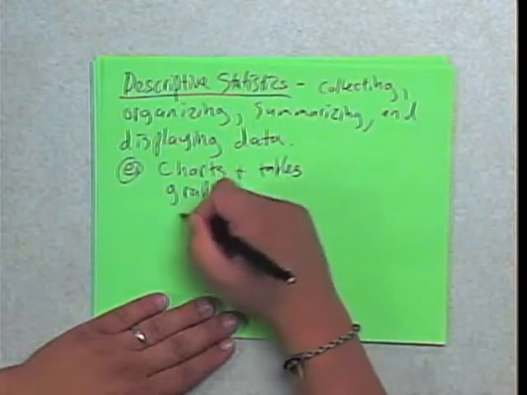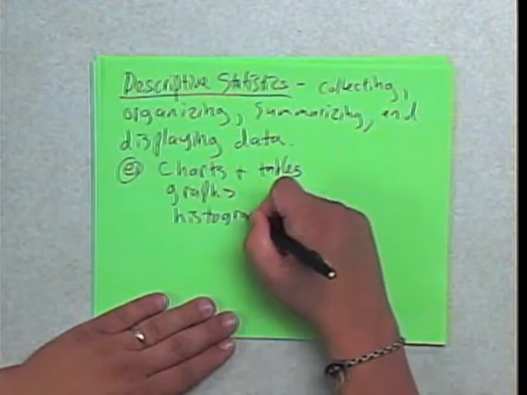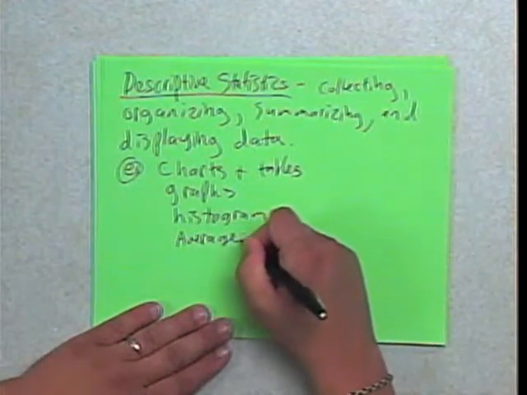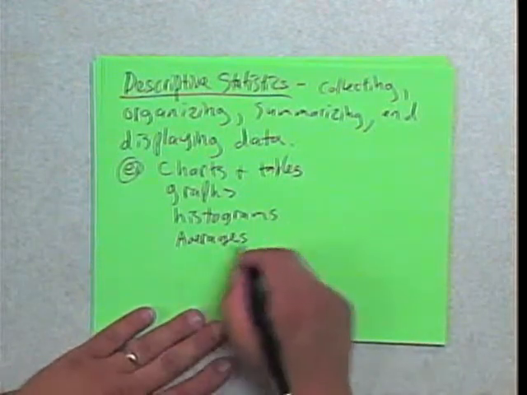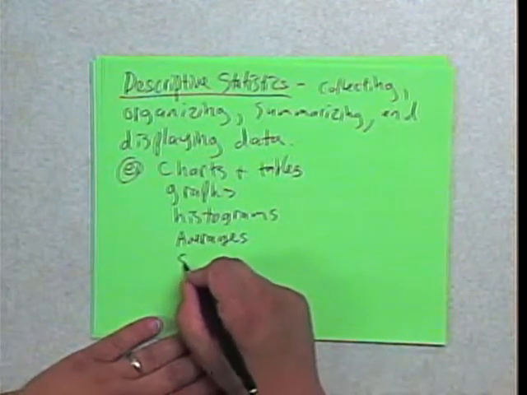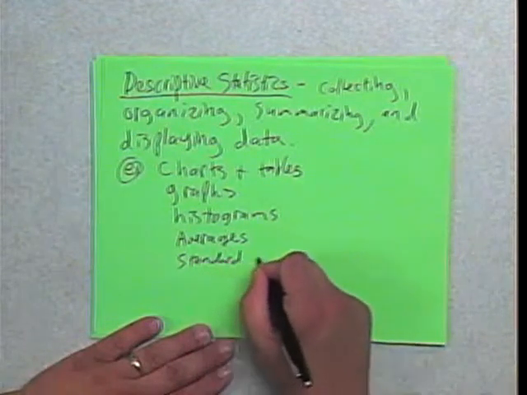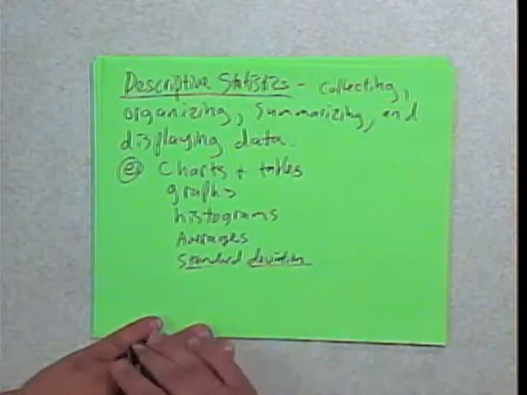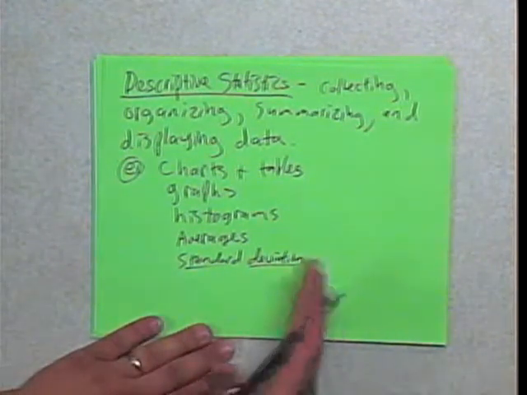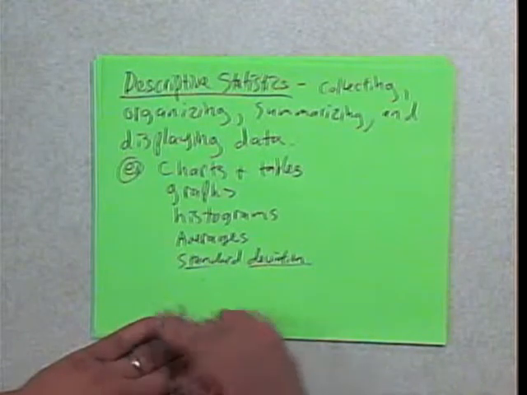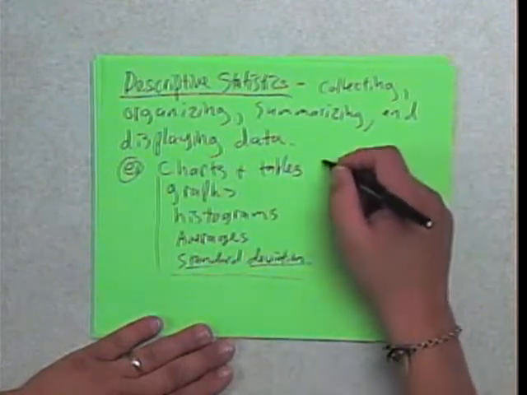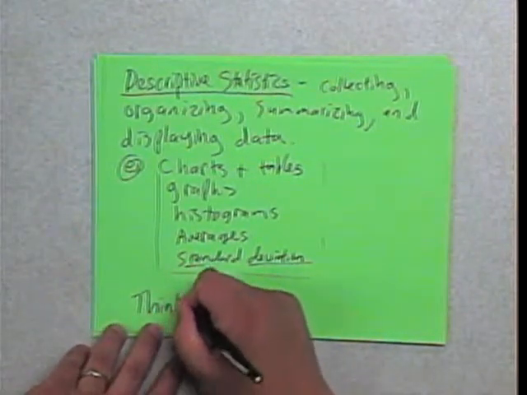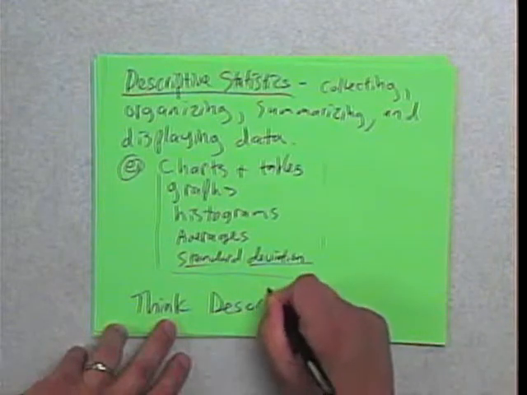graphs, histograms, averages. I don't know if you've heard of the mean, median, and mode. Those are types of averages. Standard deviation. This is a very important number we're going to learn how to calculate later. So if you've never heard of it, you don't have to worry about that. But these are all examples of descriptive statistics. And so what you want to do is you just want to think describing the data.